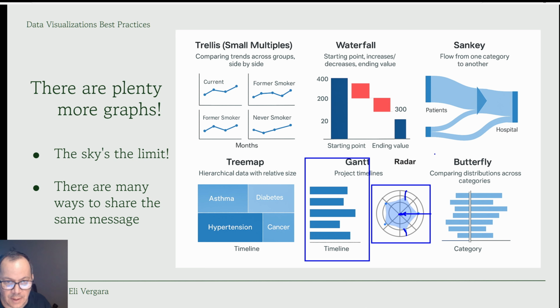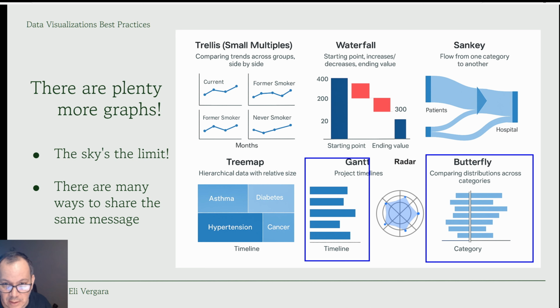Butterfly charts are great for us to analyze typically data that is split in 2 categories. And butterfly charts are used a lot to compare males versus females. It could be on health status, it can be on height, it can be on any type of category, but it's typically the best way to make a comparison between 2 categories that are similar.